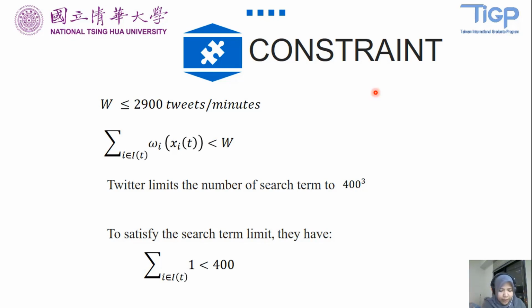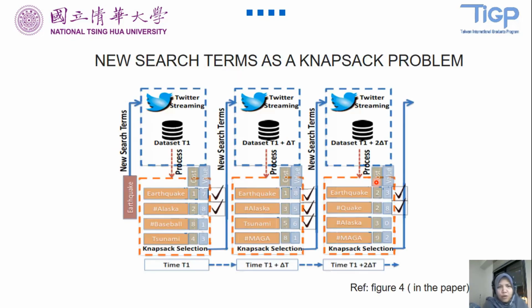So in every iteration there is the set of indexes of the selected search terms, and there are other possible constraints, and this constraint has to be satisfied by using this equation. So they set the limit of k based on 400. So the tweet must be under 400 in value and must be more than 1. So the cost, the value, and the constraint are the standard approach to model the problem as a knapsack problem. This is how they use a new search term as a knapsack problem.